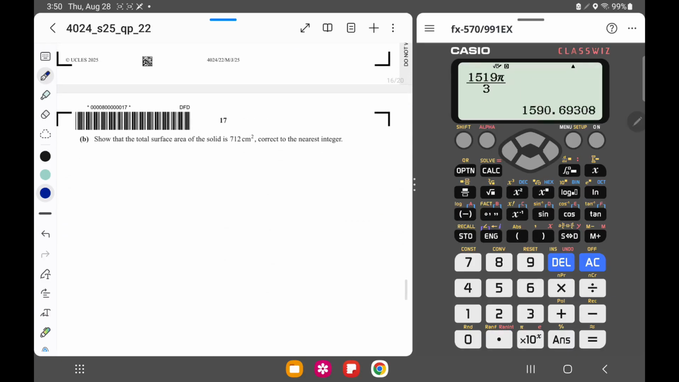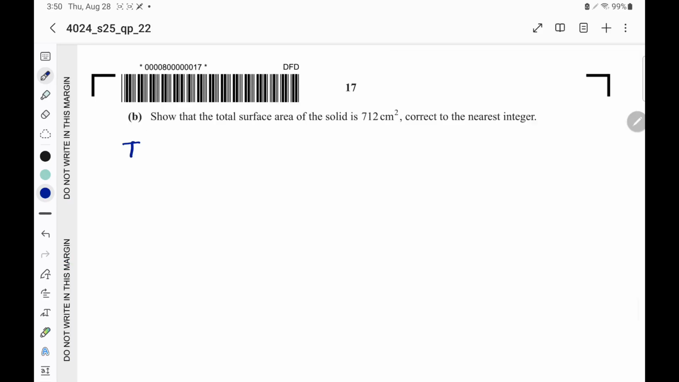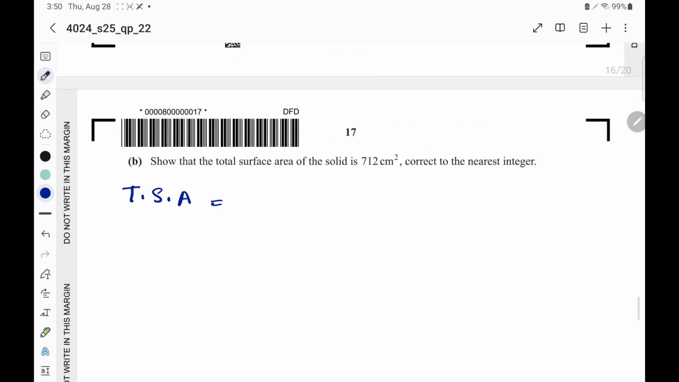Next part of the same question. Show that the total surface area of the solid is 712 square centimeter corrected to the nearest integer. It means the whole number is required. So the total surface area of the solid, so we'll have the curved surface area of the cone. Obviously we don't add the top of the hemisphere or the base of the cone because it is attached, and we just have to find out the surface area. We don't have to add this circle.